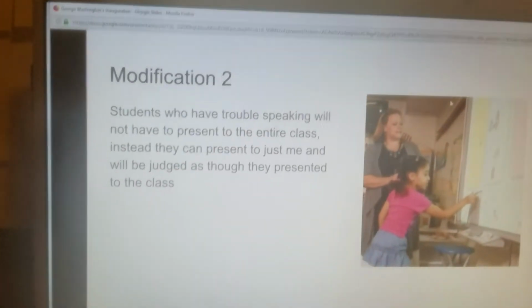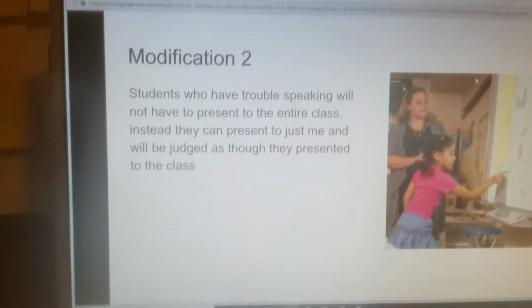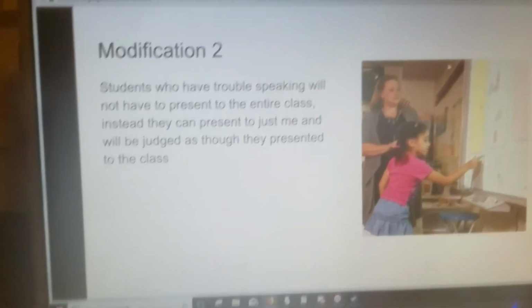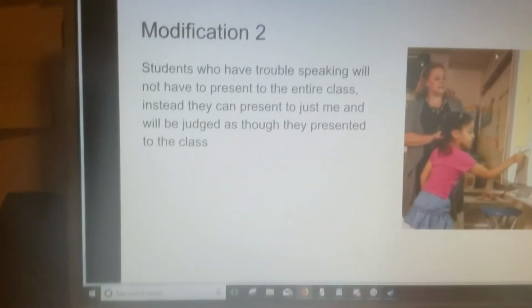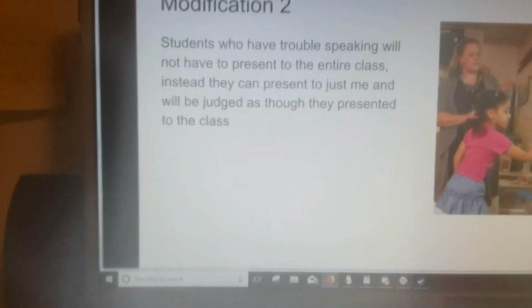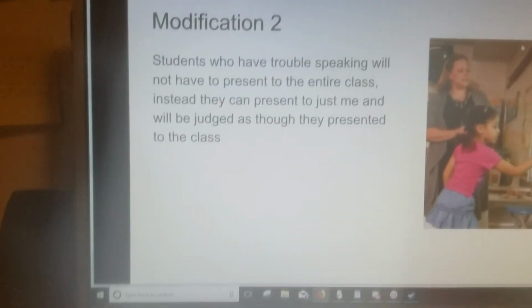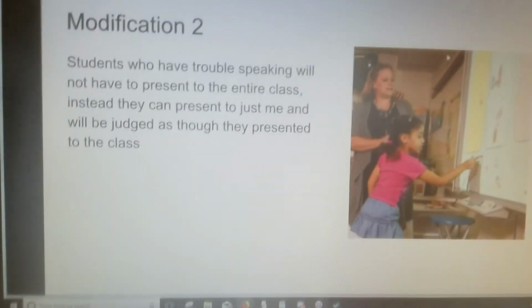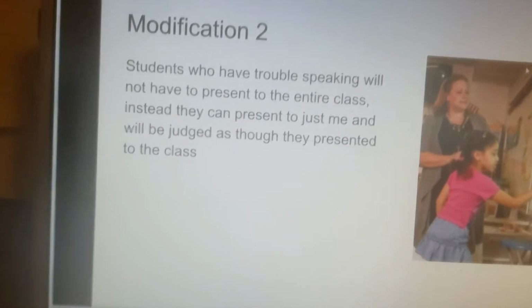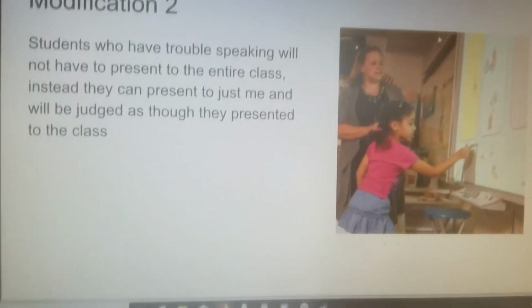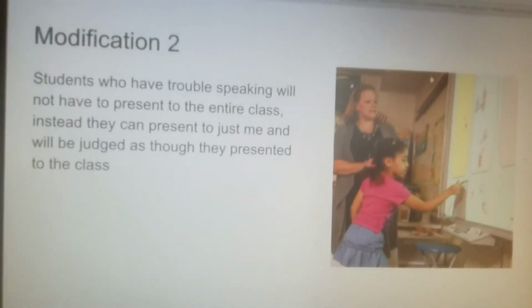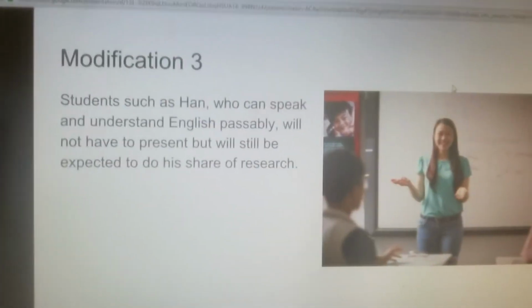The second modification is that students who have trouble speaking, such as Maria, will not have to present to the entire class. Instead, they can choose to present to just me, and then they'll be judged as though they presented to the class. So they'll present to me privately, and then the partner or group will present to the entire class, and she can just help out with the rest of the lesson.